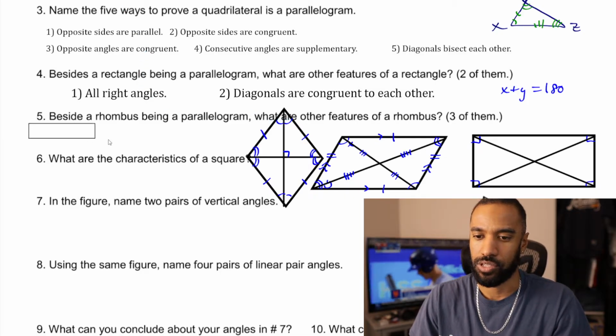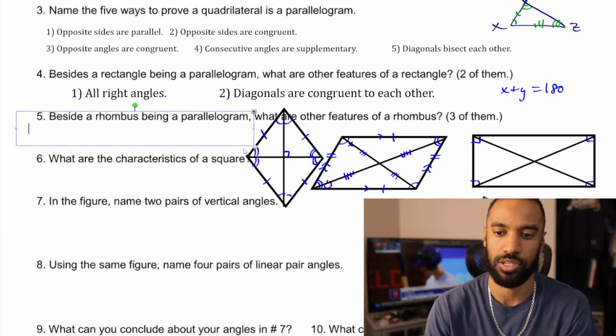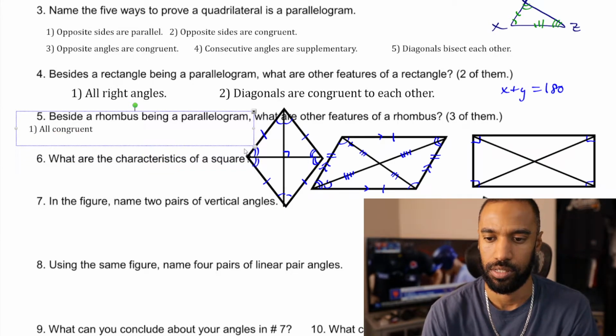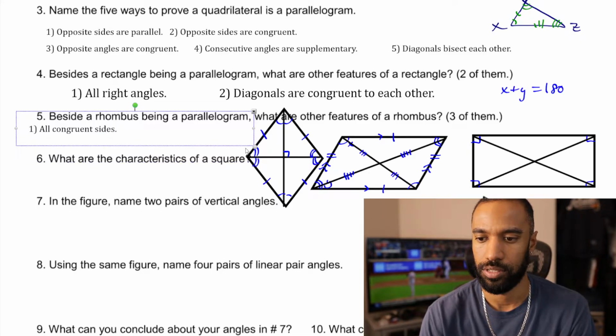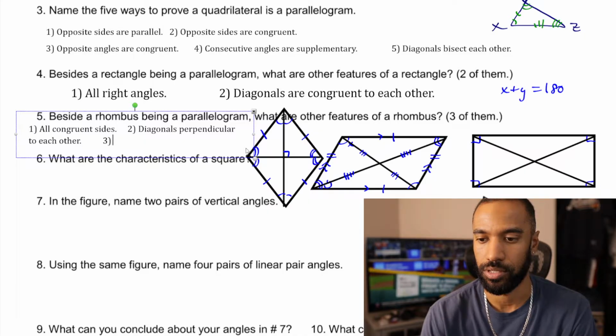So a rhombus has, besides being a parallelogram, besides those top 5 things there, all congruent sides, diagonals perpendicular to each other, and then diagonals bisect their angles.